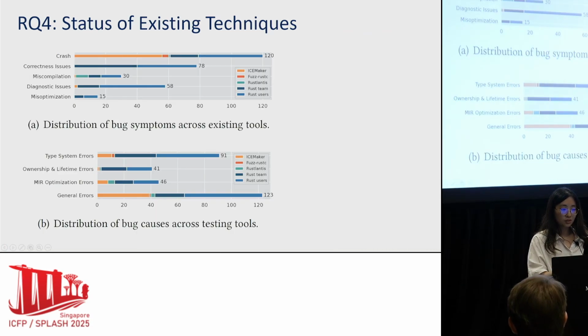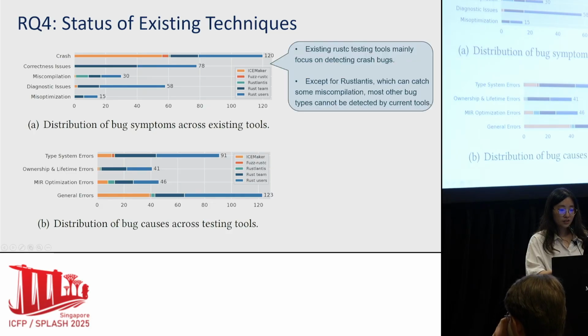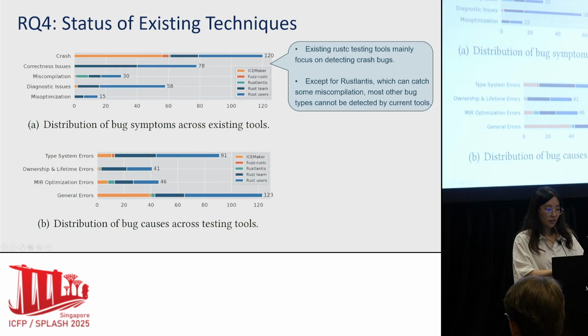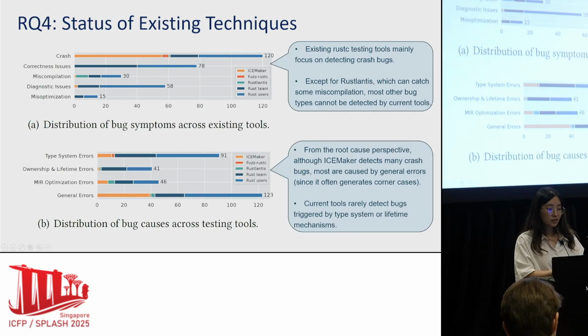We also show the distribution of bug symptoms and bug causes across testing tools. From Figure A, we can see that existing rustc testing tools mainly focus on detecting crash bugs, except for rustc', which can catch some miscompilation. Most other bug types cannot be detected by current tools. From Figure B, we can see that the current tools detect very few bugs related to the type system or lifetime mechanisms.